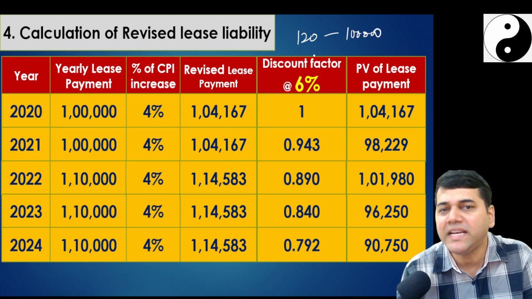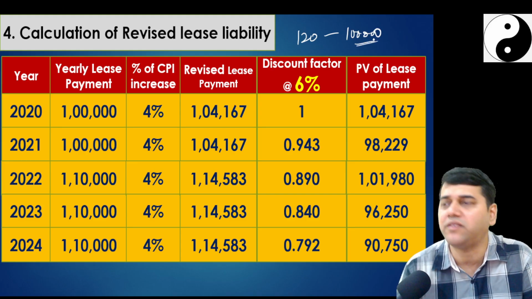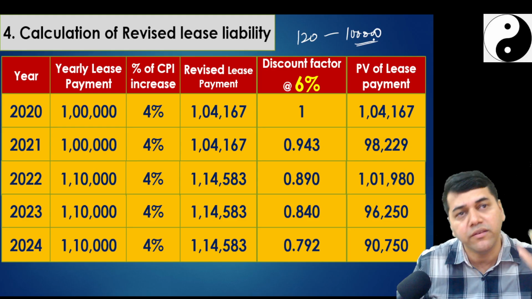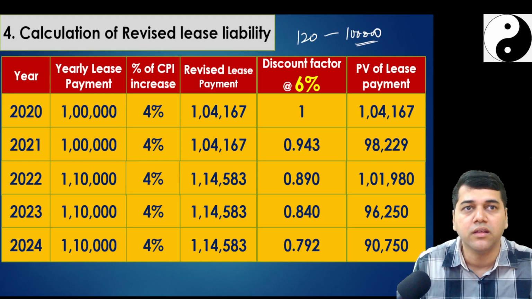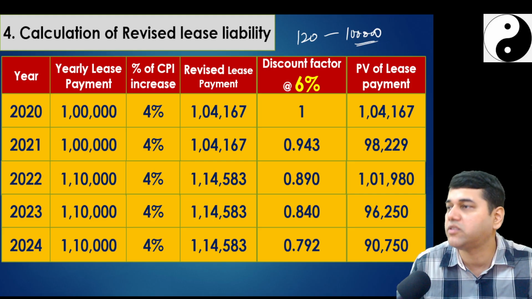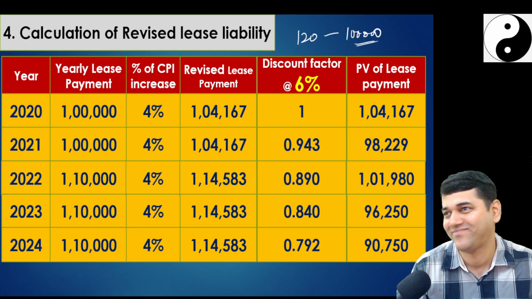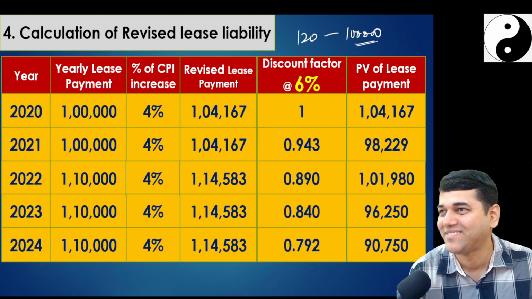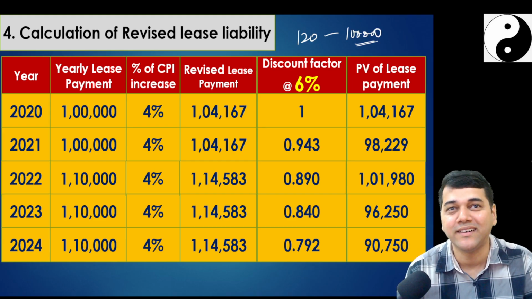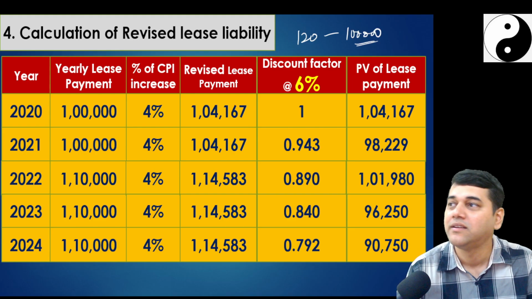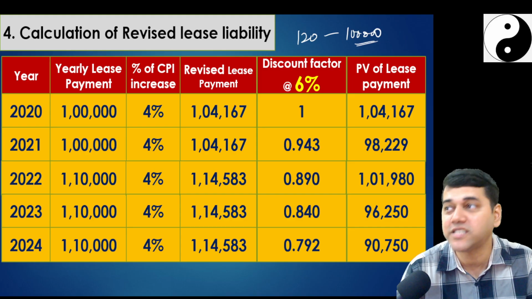Now, the CPI didn't change, so why should I change it? First of all, what is the logic behind it, what is the concept of a CPI? That we should understand, no? Then we'll appreciate this better. Why did they include that clause? CPI is the Consumer Price Index. It is an inflation factor.